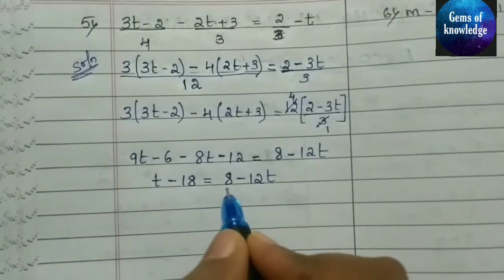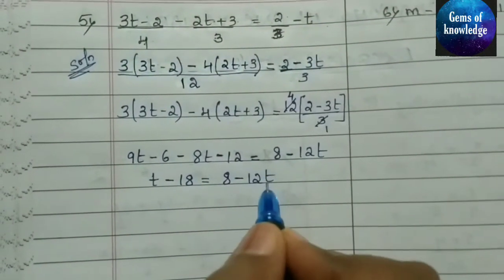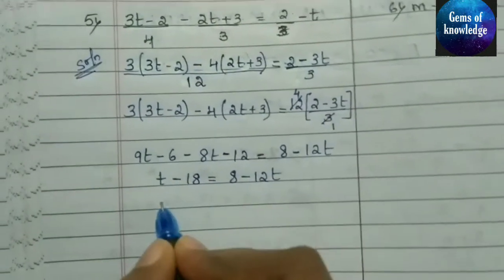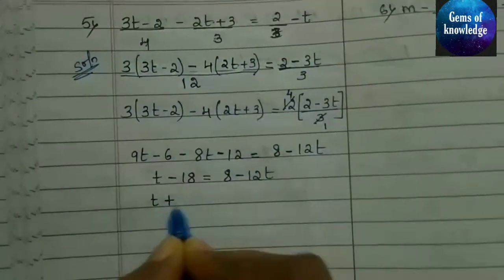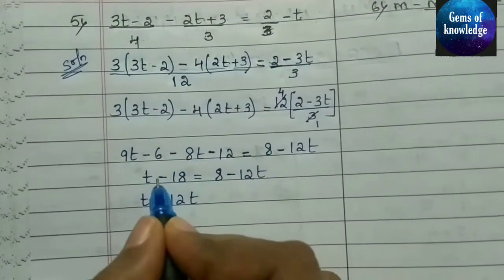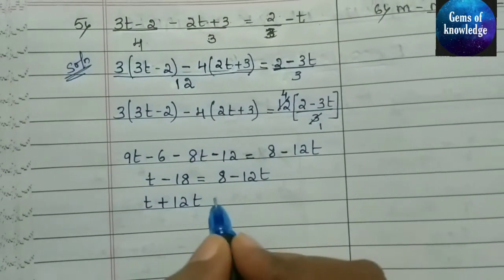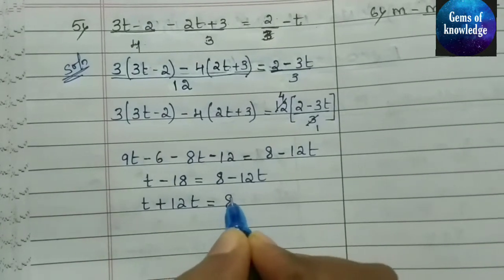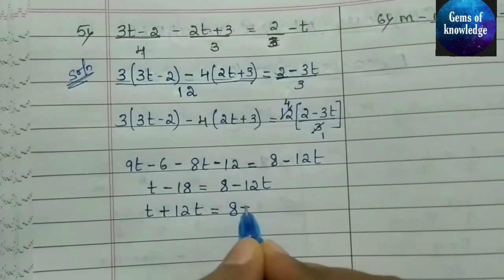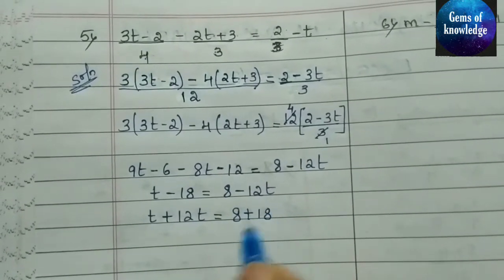Then what we have to do is, we will bring this 18 to this side and we will bring this minus 12t to this side. So it will become t plus 12t, as it is minus here. When we bring to this side, it will become plus 12t, which is equal to 8 will be as it is, and this minus 18 we are going to bring it to the right side. So it will become plus 18.